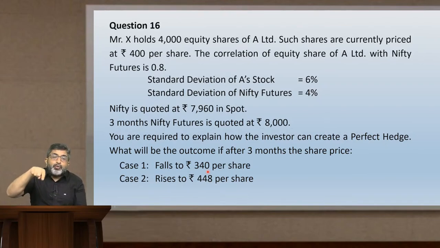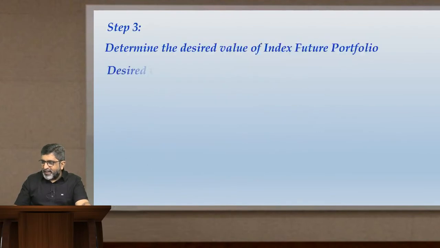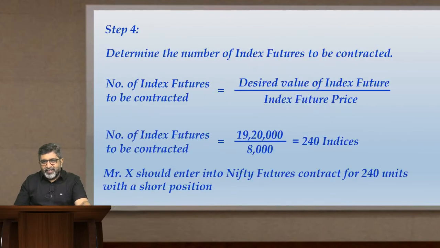So if the index future price originally was 8000, what is 12.5% of 8000? Because by that percentage, by that 12.5%, it has declined. So 12.5% of 8000 will be 1000. So if 8000 is declining by 1000, its declined value will be 7000. So let me now put it over here as proper presented working.